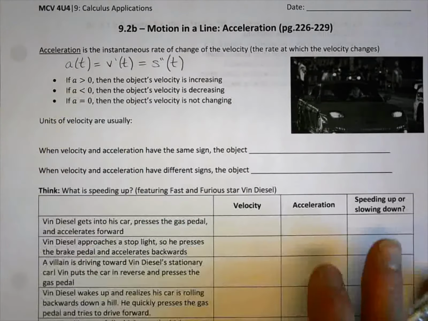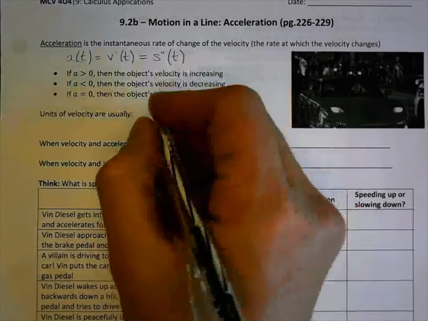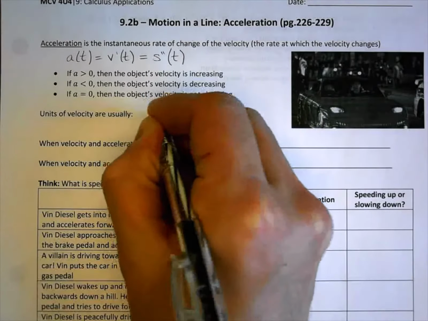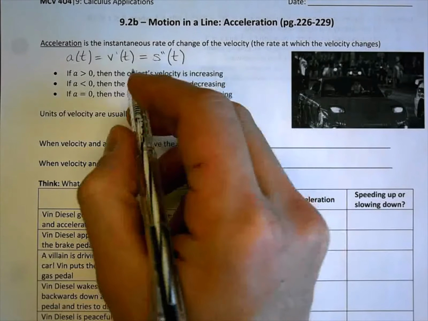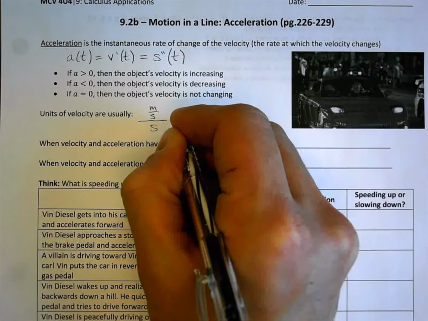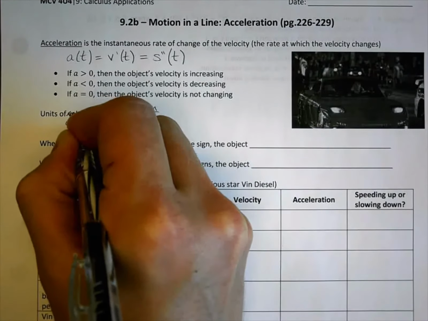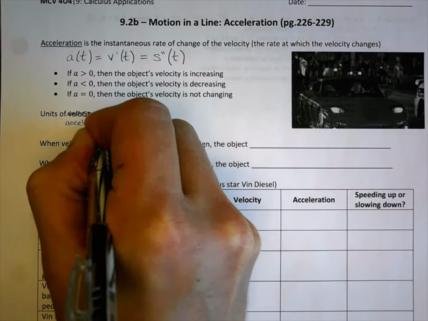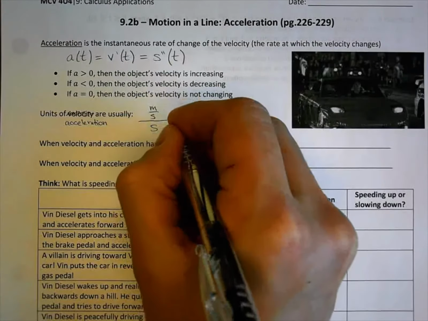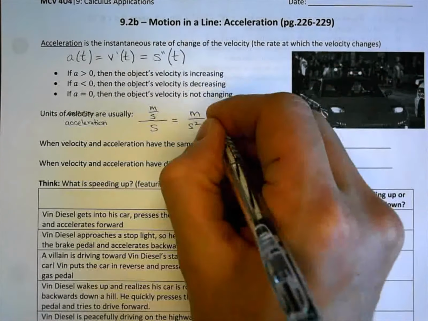It's a bit more of a complicated concept than velocity, as we'll see in a few minutes. The units of velocity are meters per second. That's the unit of velocity, and then divided by time. So the units... Oh, sorry, this should say acceleration. That's a typo. How many years has that been there? Units of acceleration are usually meters per second squared, we would say.